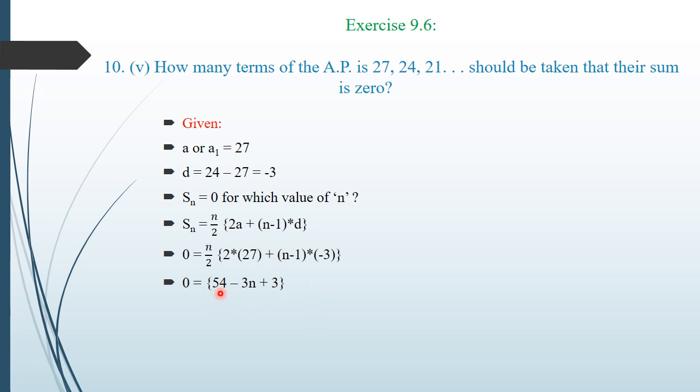Now I'll add 54 and 3, that is 57 minus 3n equal to 0. Bringing this 3n to the left side, I'll have 3n equal to 57. Therefore n is equal to 57 divided by 3, that is nothing but 19. Which means when I add 19 terms of this AP, I will be getting the sum as 0.